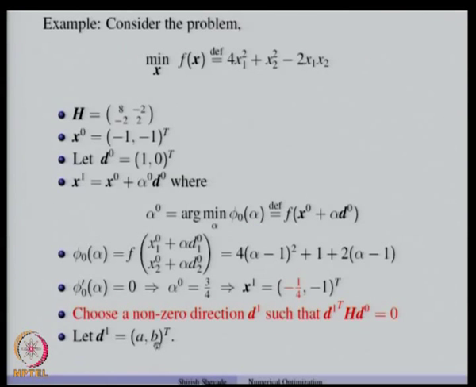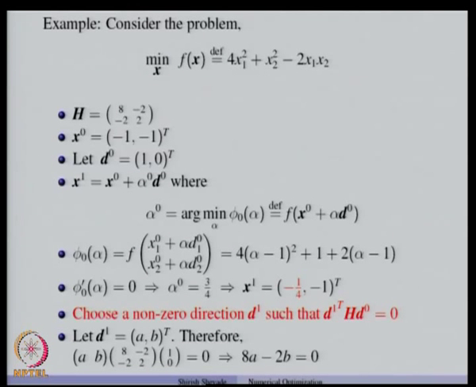Now, how do we get this direction d1? Let us assume that the direction d1 is (a, b), the two components of that direction, and what we want is that d1 transpose H d0 to be 0. Therefore, what we want is that (a, b) into the Hessian matrix into the direction d0, which is (1, 0), should be 0. If we now rewrite this in equation form, the a and b of this direction d1 should satisfy the property a minus 2b equal to 0.